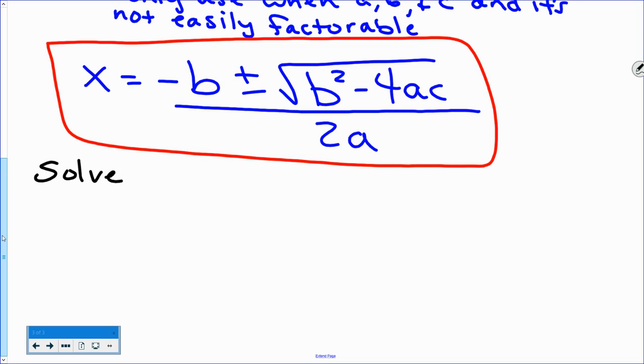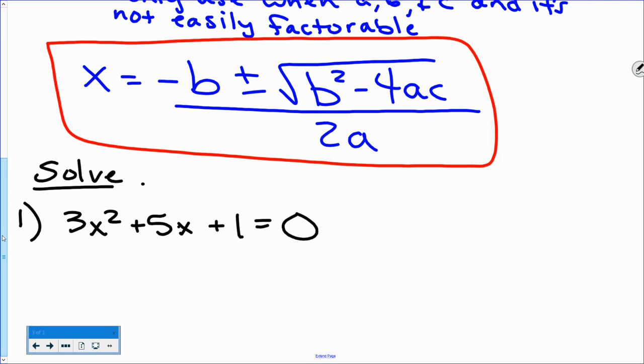So we're just gonna solve. So my first example, 3x squared plus 5x plus 1 equals 0. Okay, so we're talking about the quadratic formula. So every problem we're going to do, we're going to solve with the quadratic formula.